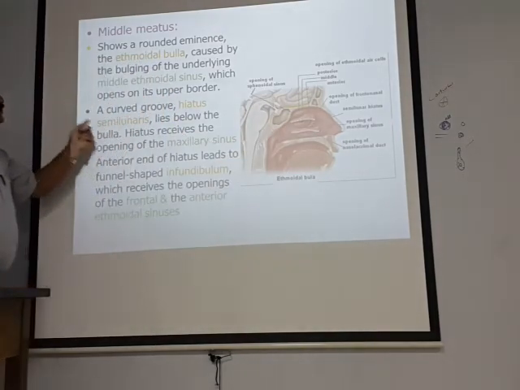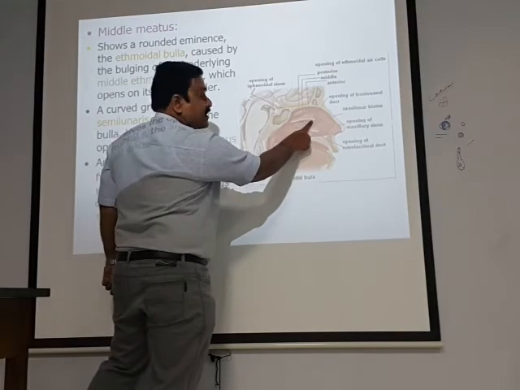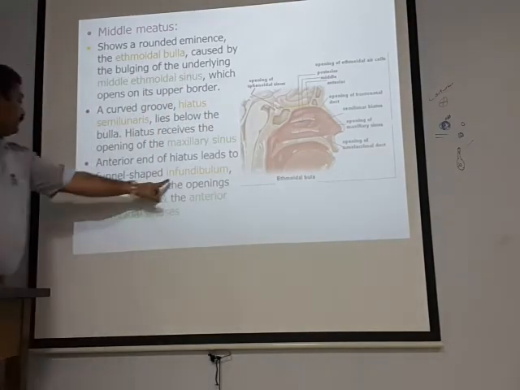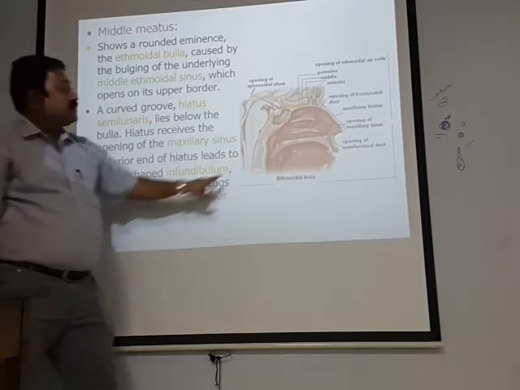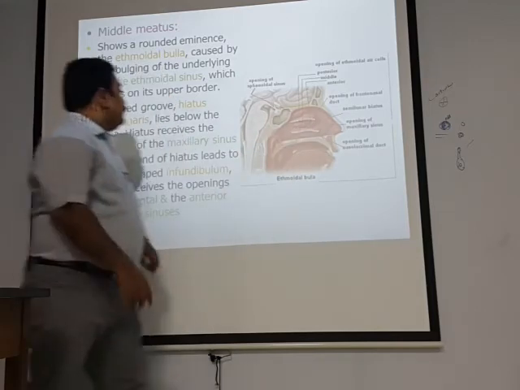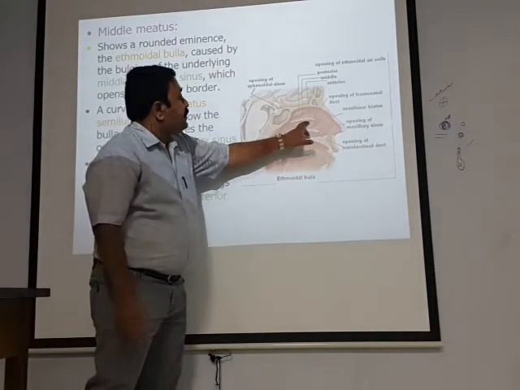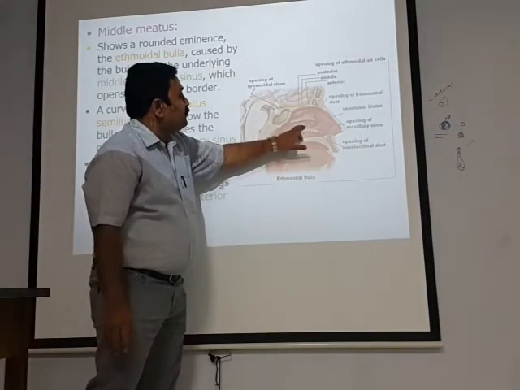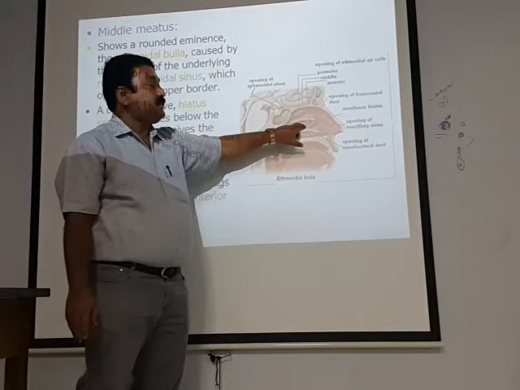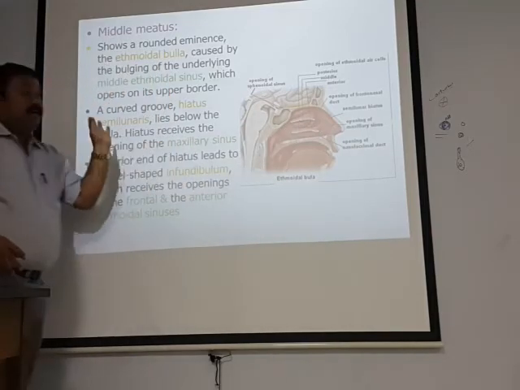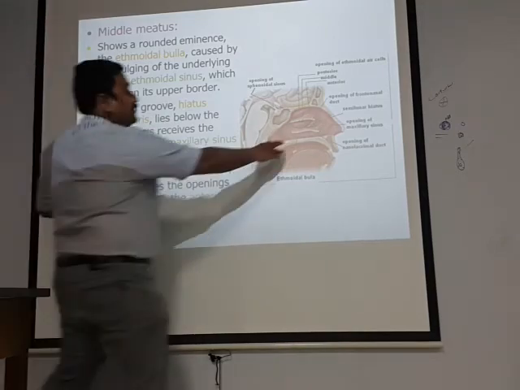So the curved groove is the hiatus semilunaris. This part we call the infundibulum. The infundibulum receives the frontal and the anterior ethmoidal sinus. Next, below this hiatus, the maxillary sinus opens here. The maxillary sinus, frontal sinus and the ethmoidal sinus all open here.